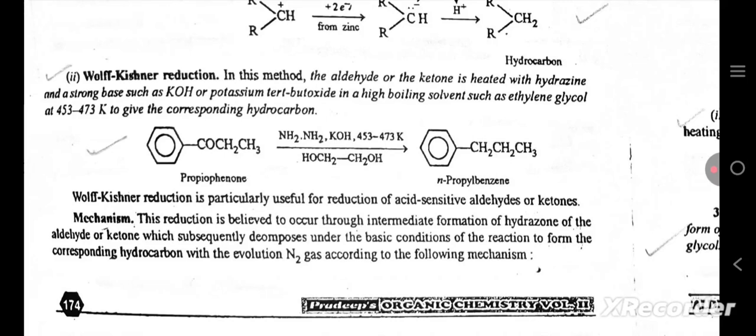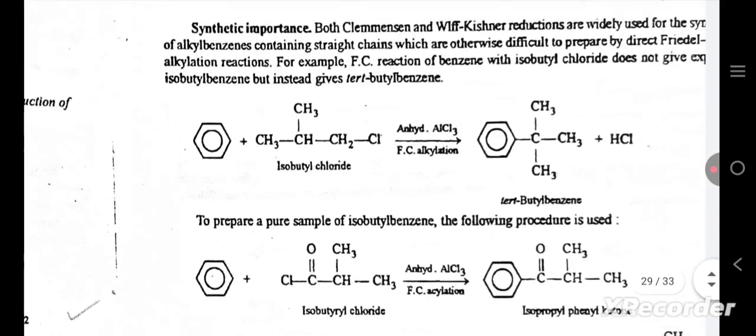Wolff-Kishner reduction. In this method, the aldehyde or ketone is heated with hydrazine and a strong base such as KOH or potassium tert-butoxide in a high boiling liquid solvent such as ethylene glycol at 453 to 473 Kelvin to give the corresponding hydrocarbon. Wolff-Kishner reduction is particularly useful for reduction of acid-sensitive aldehydes or ketones. Mechanism. This reduction is believed to occur through intermediate formation of the hydrazone of the aldehyde or ketone, which subsequently decomposes under the basic conditions of the reaction to form the corresponding hydrocarbon with evolution of N2 gas according to the following mechanism.